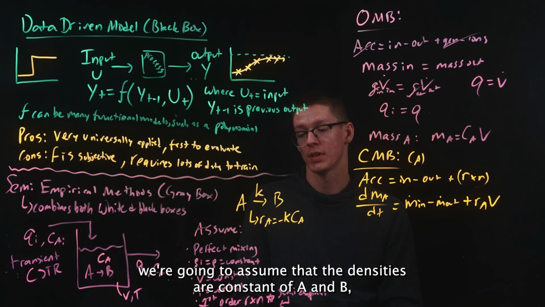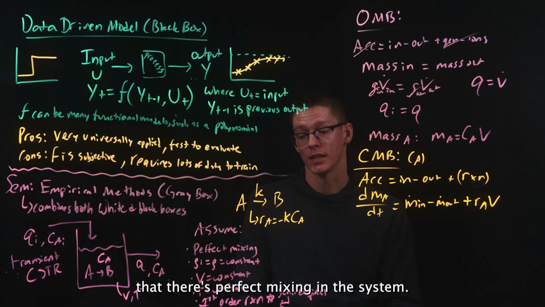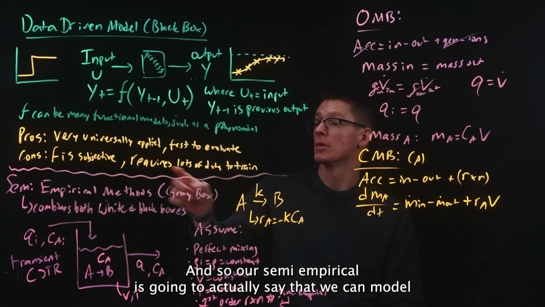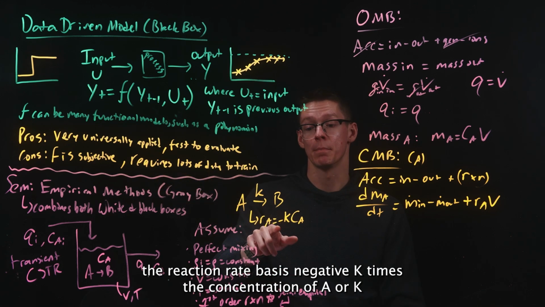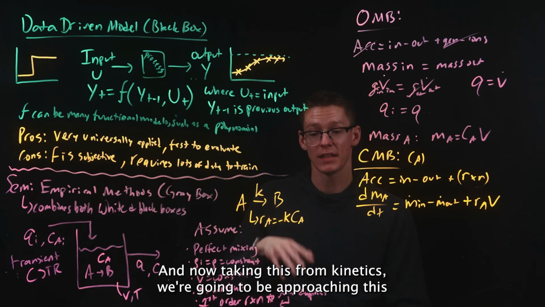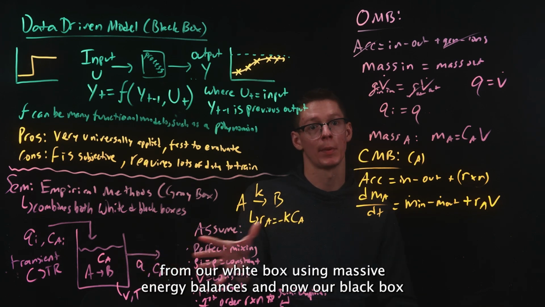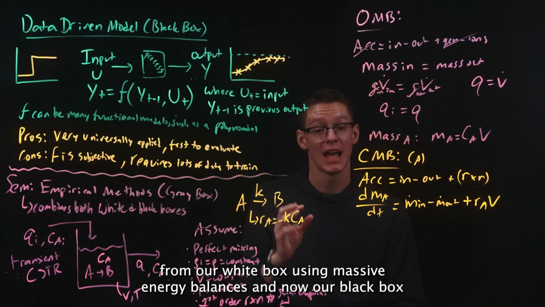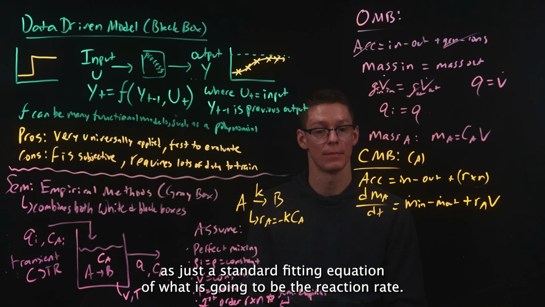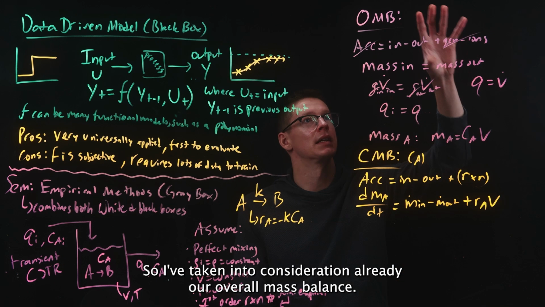We're going to assume that the densities are constant of A and B, that there's perfect mixing in the system, and we're going to take a semi-empirical approach to determine the first order rate reaction. And so our semi-empirical is going to actually say that we can model the reaction rate as negative k times the concentration of A, or Ca. And that's based on A going to B in a first order model. And now, taking this from kinetics, we're going to be approaching this from our white box using mass and energy balances, and now our black box as just a standard fitting equation of what is going to be the reaction rate. So I've taken into consideration already our overall mass balance.